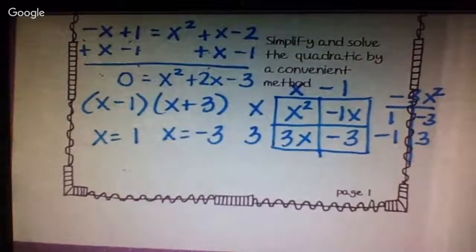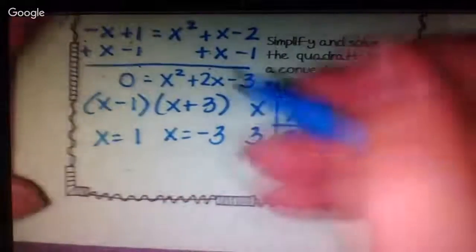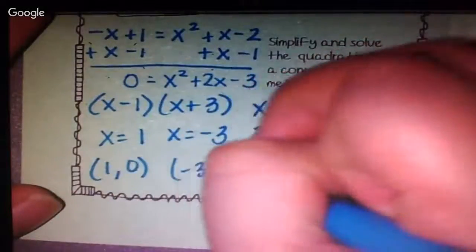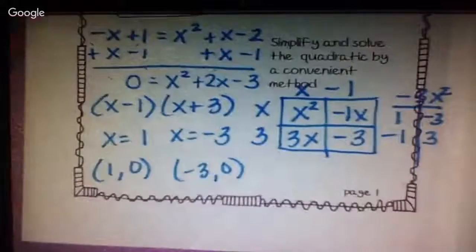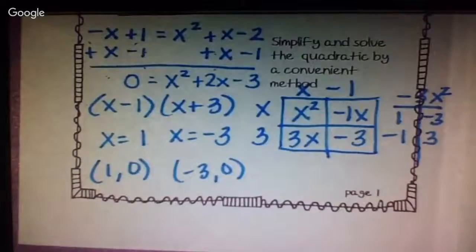So 1, 0. It actually crosses at 1, 0 and -3, 0. I don't know which way it's going to give it to you. Both of those answers are correct: x equals 1 and -3, and 1, 0 and -3, 0.